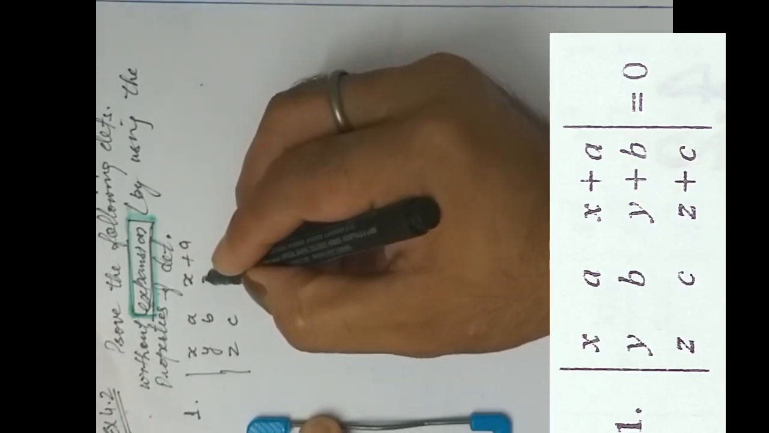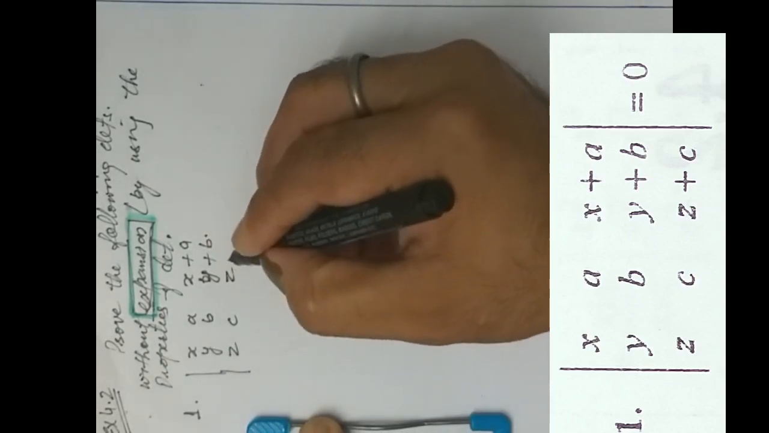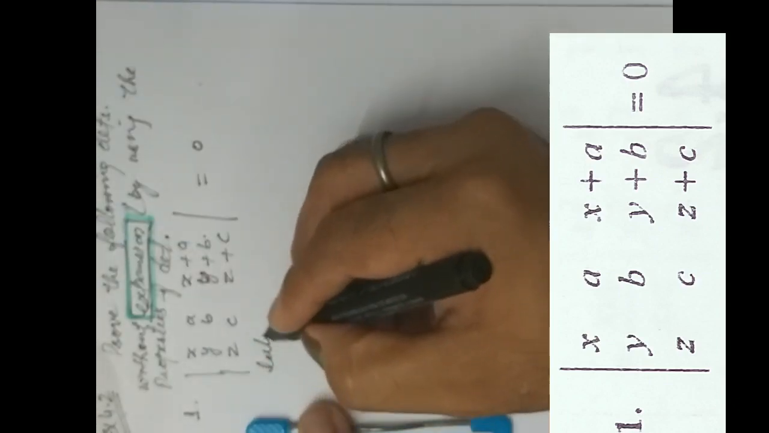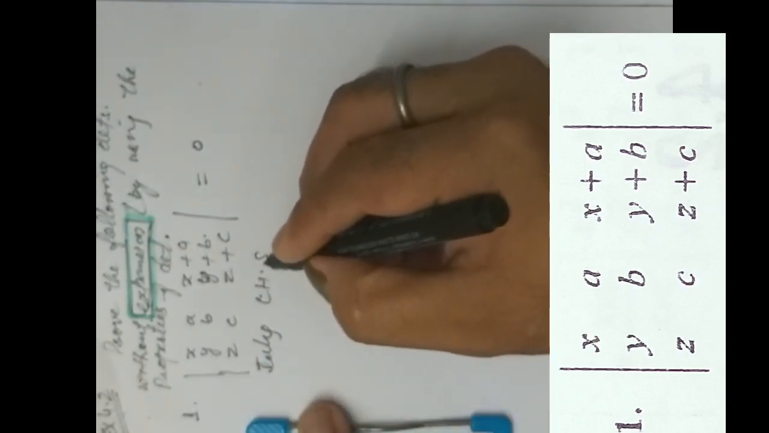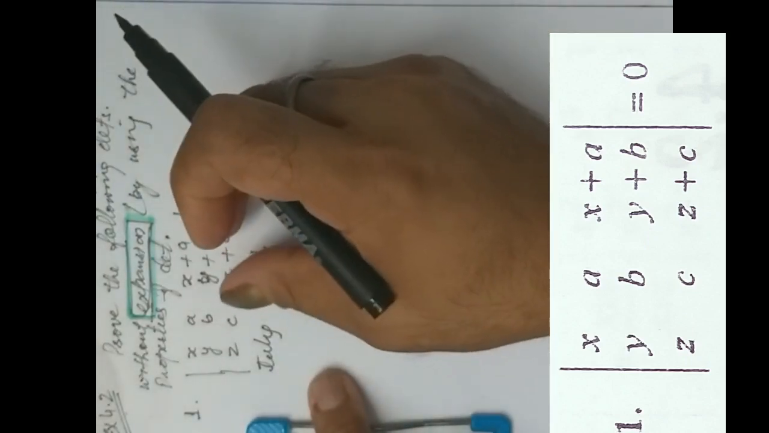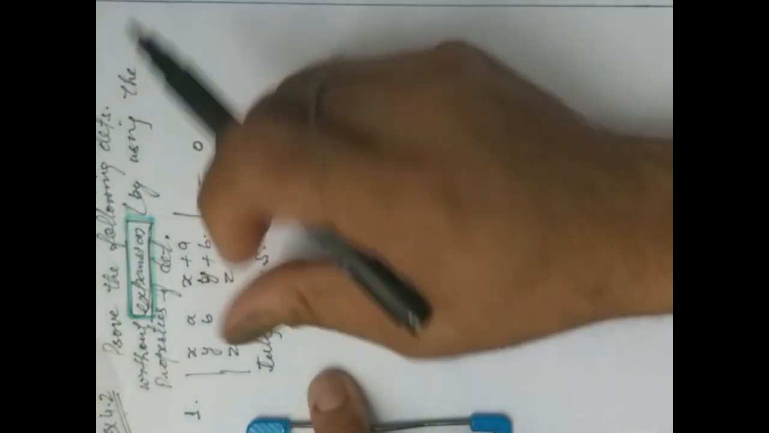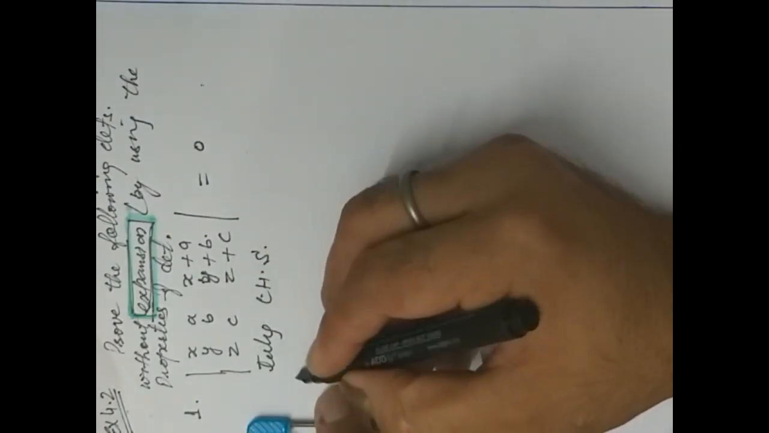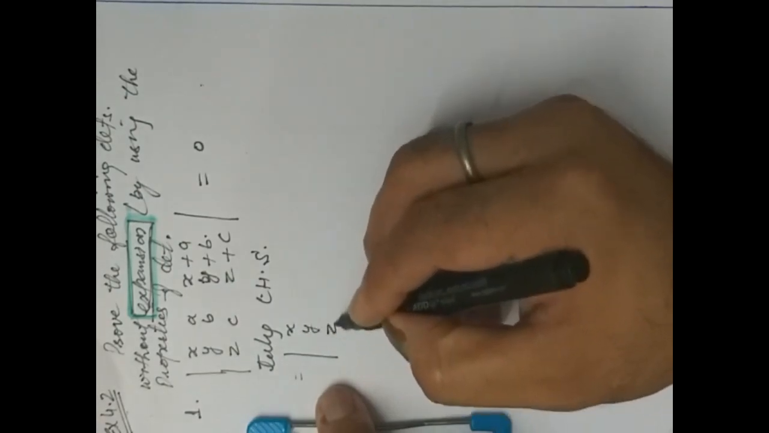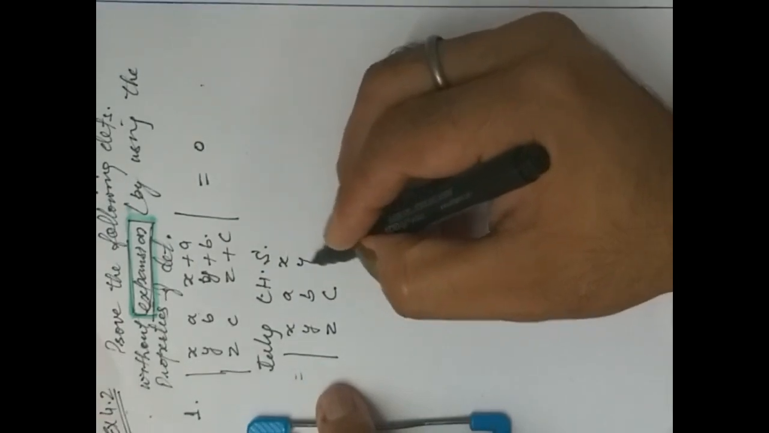So for that, the first question is given: x, y, z, a, b, c, x plus a, y plus b and z plus c is equal to 0. We have to prove it. So taking the left hand side, that is obviously a determinant. Now using the property we studied, that any row of a determinant which is a sum can be divided into two or more determinants. So this determinant can be written as x, y, z, a, b, c, and this x, y, z.